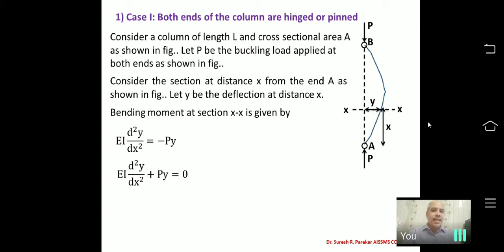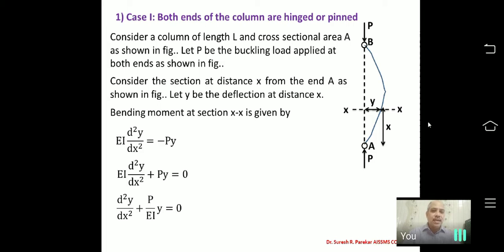Now we will make it in terms of d2y by dx square so that we will get it as a differential equation in form of y, and we can have solution for differential equation. Therefore, we will divide the whole equation by EI, and that gives me d2y by dx square plus P by EI into y equal to 0.